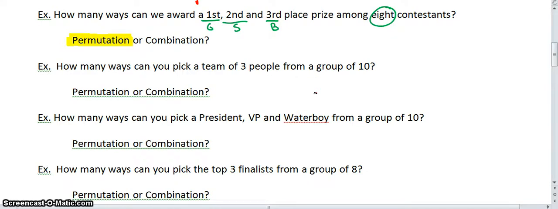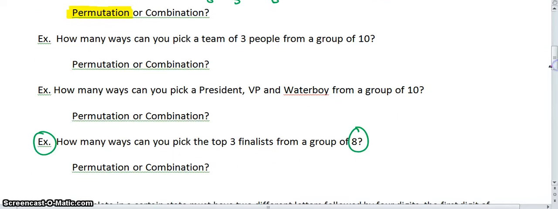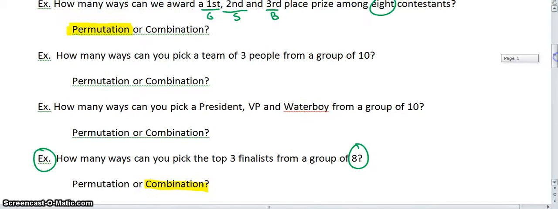Whereas this is an example that's similar. How many ways can you pick the top 3 finalists from a group of 8? Similar problem, but different. This is a combination because order doesn't matter. If you are on The Voice, the TV show, and you want to be a top 3 finalist, it doesn't matter if you come first place, second place, or third place this time because all 3 finalists will move forward. So in that case, order does not matter, which is why it would be a combination. If you compare and contrast the first and the fourth, you can see the difference.